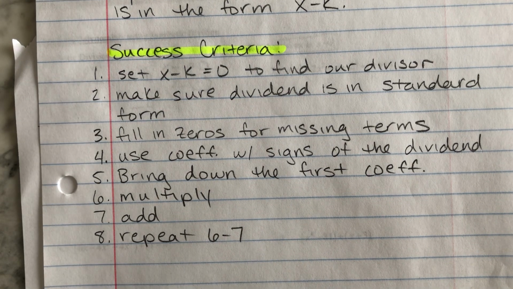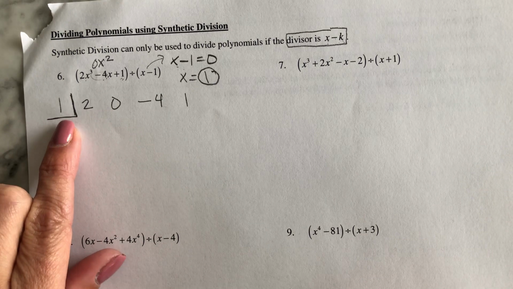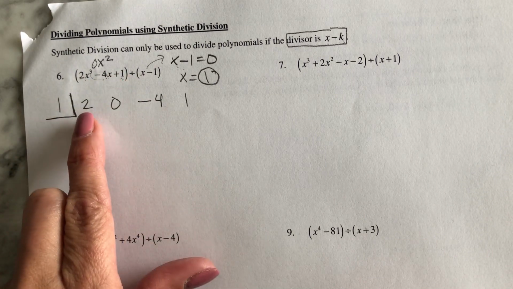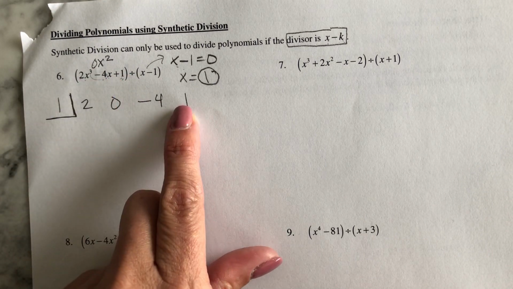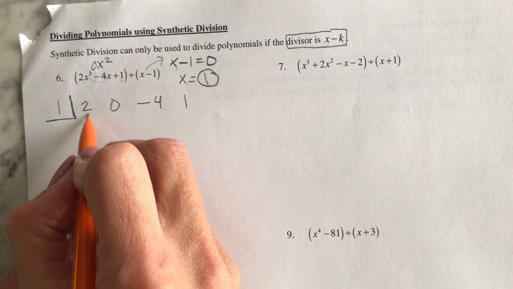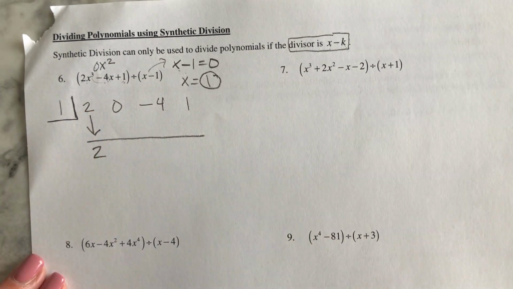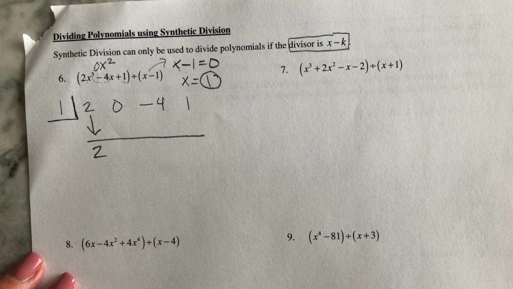Okay, so let's look at that. So we have our divisor. We look to our dividend, make sure we fill in our zeros, and we write down the coefficients of each term there. Then we're going to bring down the first coefficient. So my first coefficient is 2. Just bring it straight down. And now you're going to start your process.